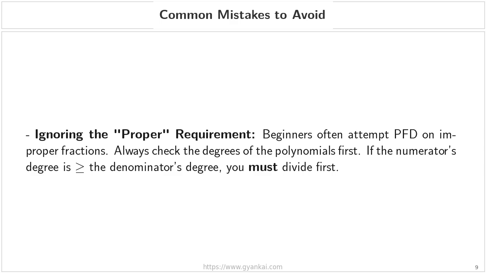If the degree of the numerator is greater than or equal to the degree of the denominator, it's called an improper fraction, and you have to perform polynomial long division first. Think of it like simplifying a regular fraction. You can't proceed until you've simplified it as much as possible.